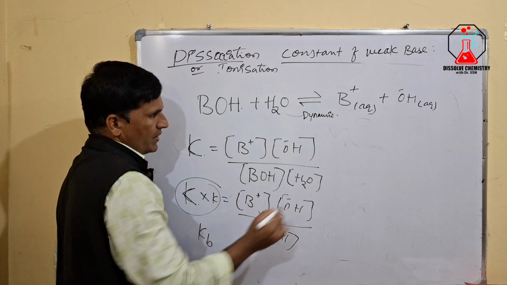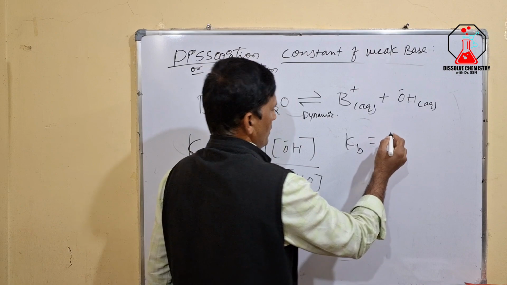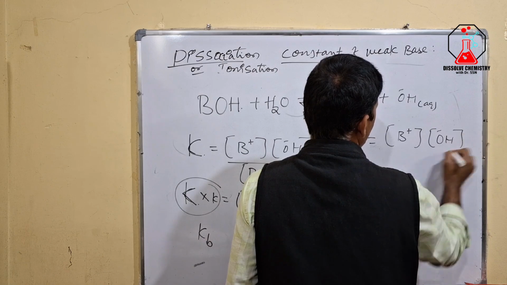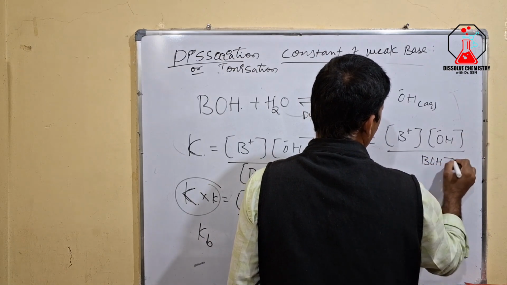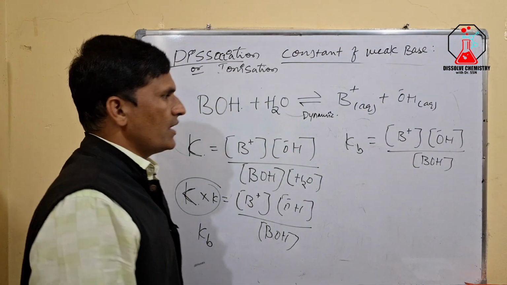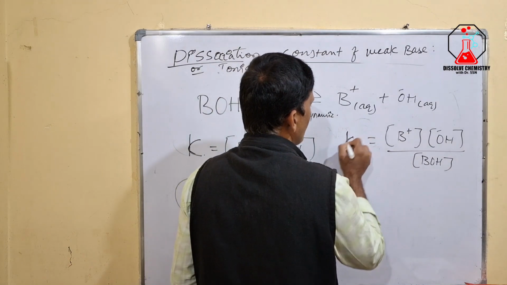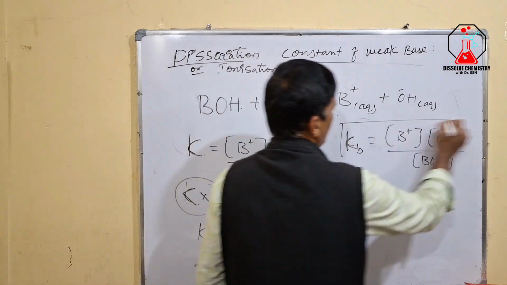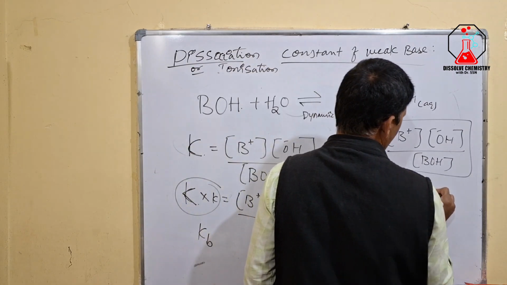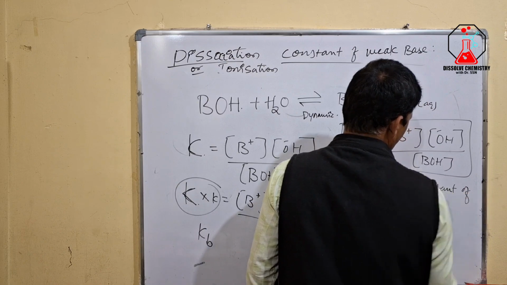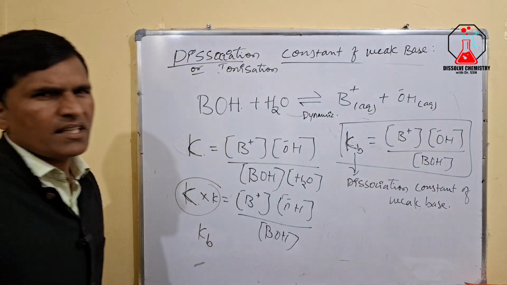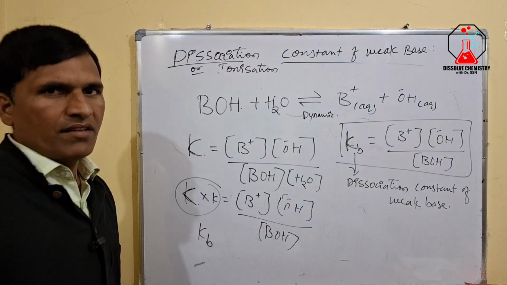This turns out to be Kb. So Kb is equal to B plus OH minus divided by BOH, the molar concentration of the weak base. This is what we call the dissociation constant of a weak base. It is exactly the same as that of a weak acid.